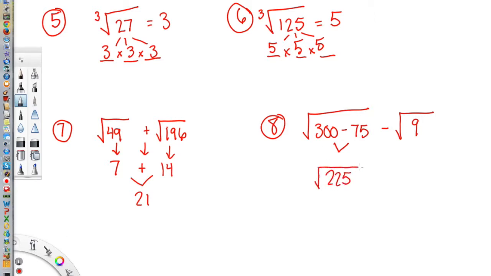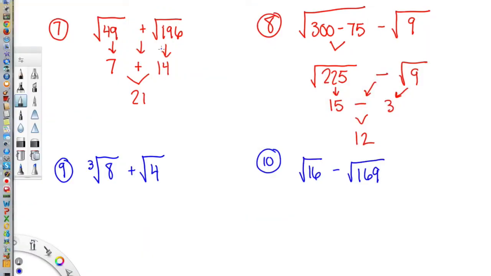Now the radical is still there. We didn't get rid of it. We just did the operation inside the radical. So we bring the radical down. We didn't perform the square root operation yet, and we bring down the rest. Now the square root of 225 is 15. The radical is gone. Then we can do this square root over here. The square root of 9 is 3. So we bring down all of our information, including the subtraction sign, and the only thing we have left is one operation, 15 minus 3, which is 12.